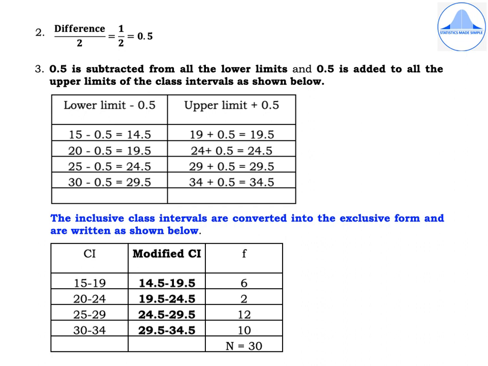So in the first column, you have the inclusive type class intervals which were given 15 to 19, 20 to 24, 25 to 29 and 30 to 34. The modified class intervals will be those which are in the exclusive form 14.5 to 19.5, 19.5 to 24.5, 24.5 to 29.5 and 29.5 to 34.5, and in the third column we have written the frequencies which were given as 6, 2, 12, 10, which adds up to capital N equal to 30.